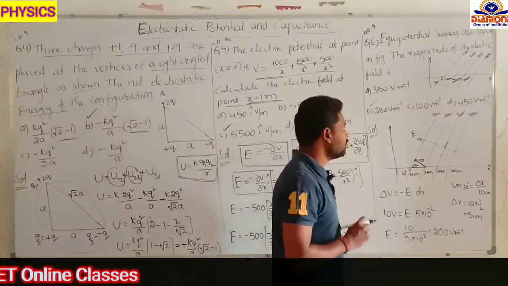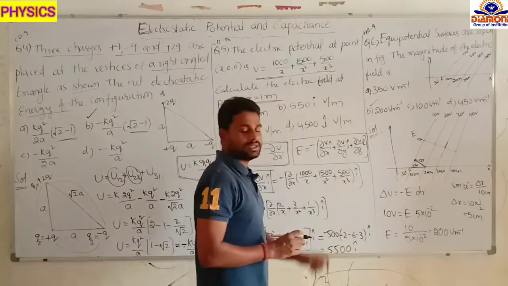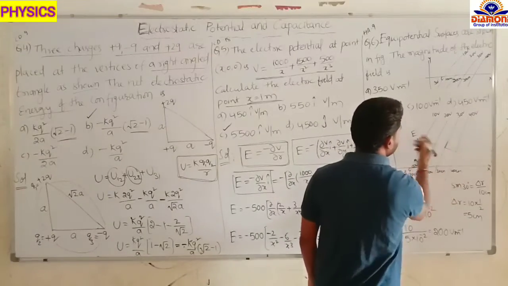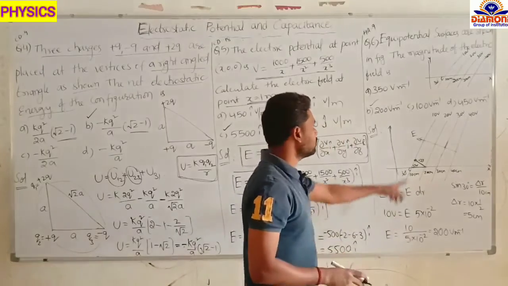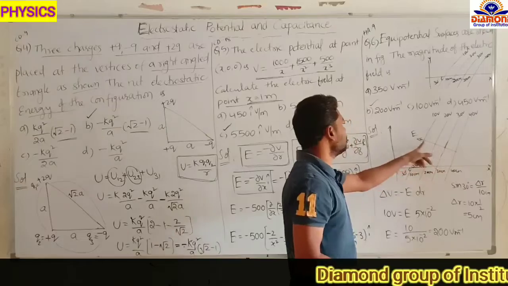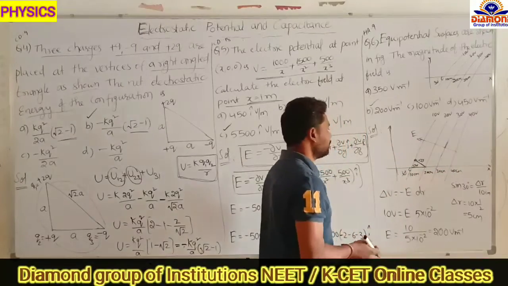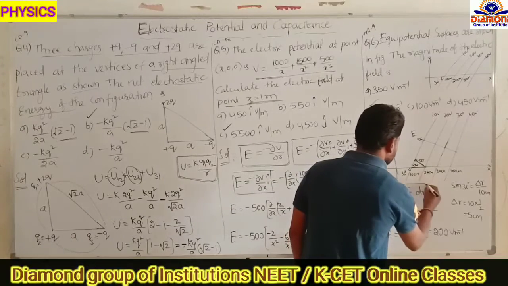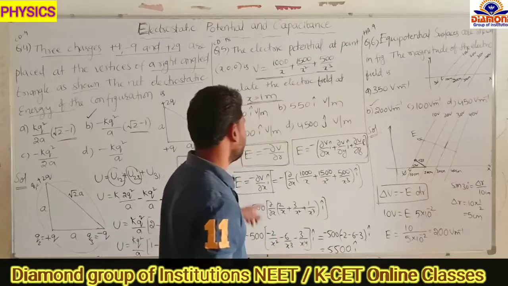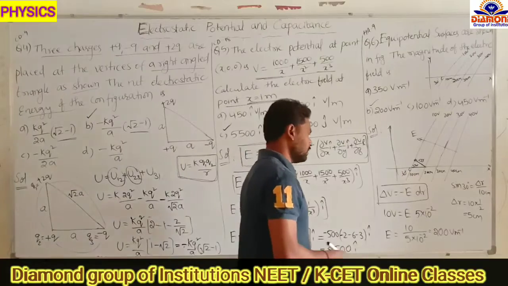And one more point you have to remember: electric field is perpendicular to the equipotential surfaces. So these are the equipotential surfaces, and I am drawing the perpendicular to them. Electric field is perpendicular to the equipotential surfaces, and potential decreases in the direction of the electric field. Remember these points. And next we have the formula. So dV equal to E into dr. From here we have E equal to minus dV by dr, dV equal to E dot dr.